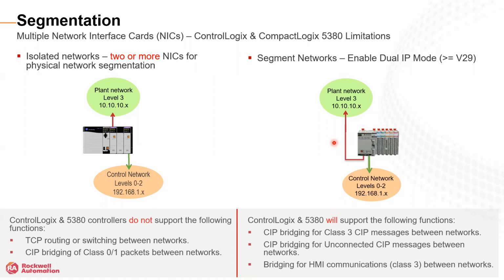Now, a couple of things to look at. We do not do class 1 routing between the EN2TRs when we have them set to separate NICs. We can do messaging across them. So basically, we're still moving traffic across the backplane of the chassis. It's messaging traffic, and it's not so much direct control class 1 traffic. Just want to point that out.